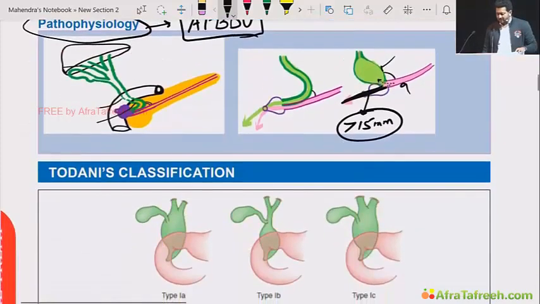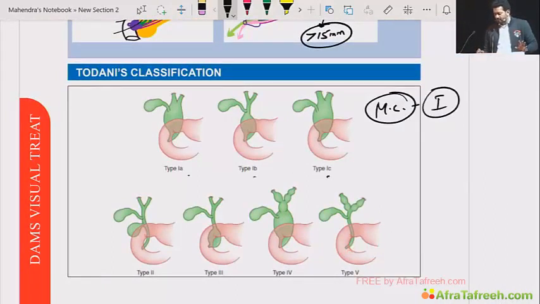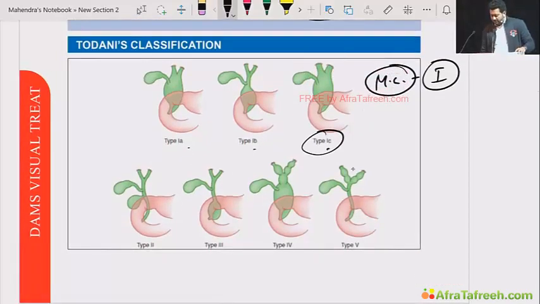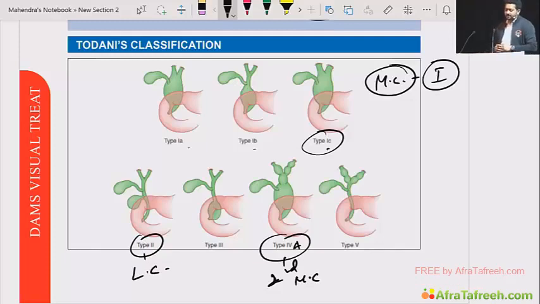Todani classification is a classification of choledochal cyst. Just quickly tell me, what is the most common type of choledochal cyst? Forget about 1A, 1B, 1C. Most common is type 1. Among 1A, 1B, 1C, 1C is the more common, but you need to remember type 1 is the most common. In type 5, you can see there are multiple dilatations inside the liver, so that is intrahepatic cysts. Type 1 is the most common, type 4A is the second most common, and type 2 is the least common.